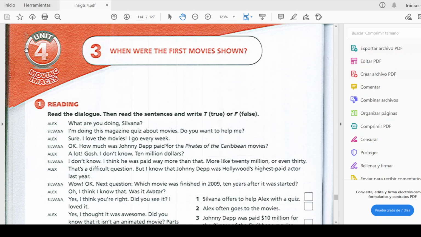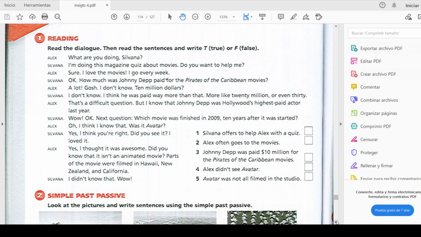Okay, as you can see here, this is going to be a kind of practice about the previous topic that we studied, which was about the passive voice in simple past. We have Unit 4, Lesson 3, When were the first movies shown. So you are going to do exercise number 1. You are going to read that conversation, and read the sentences and write T if the sentence is true, or F if the sentence is false.